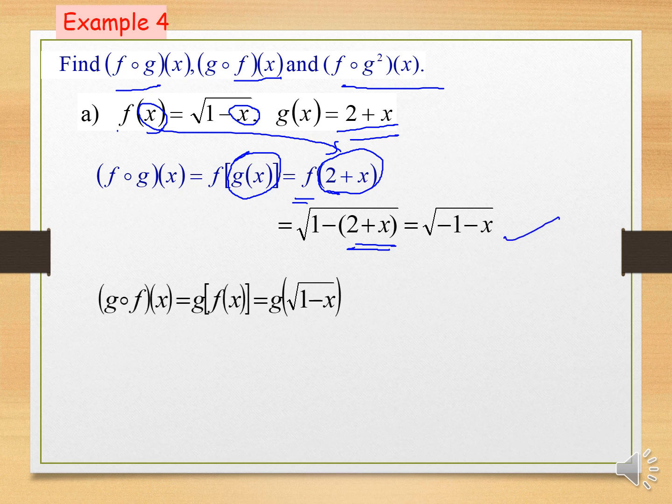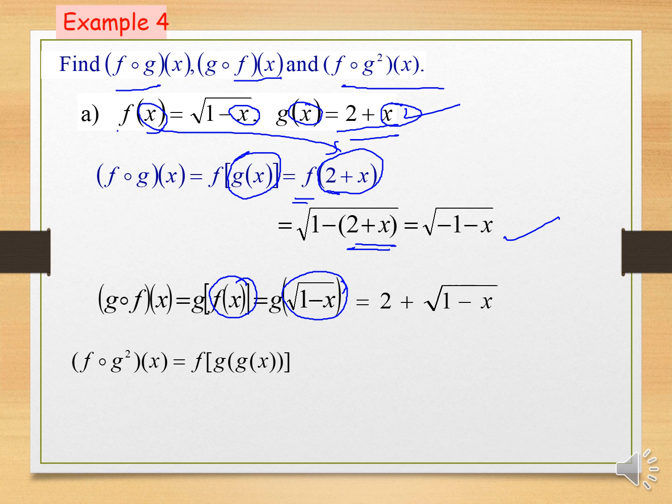Find g composite f(x). This is g(f(x)). f(x) is the new input. f(x) equals square root of 1 minus x. Now, use the new input in the function g. Function g(x) equals 2 plus x. Now, we change the input to square root of 1 minus x. Therefore, we get 2 plus square root of 1 minus x.